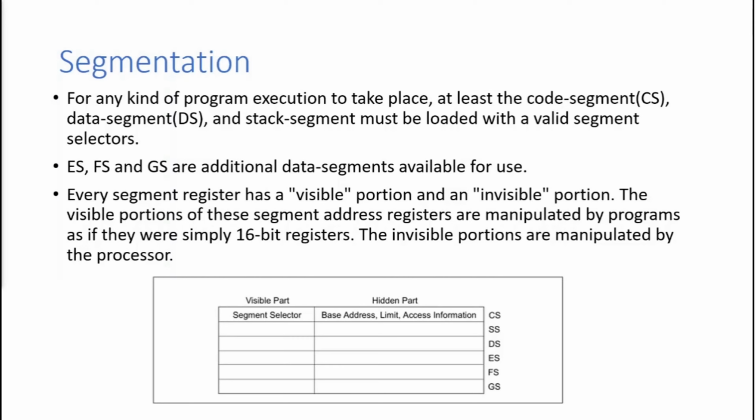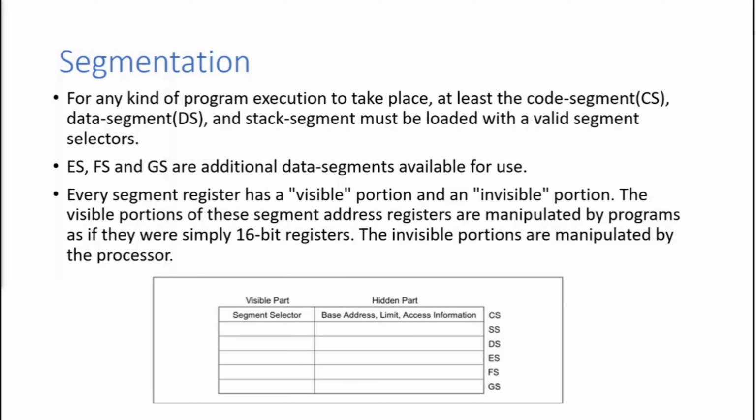A logical address consists of 2 parts, a segment identifier and an offset that specifies the relative address within the segment. The segment identifier is a 16-bit field called the segment selector, while the offset is a 32-bit field. For any program execution to take place, at least the code segment, data segment, and stack segment must be loaded with a valid segment selector. The extra registers ES, FS, and GS are freely available to use.